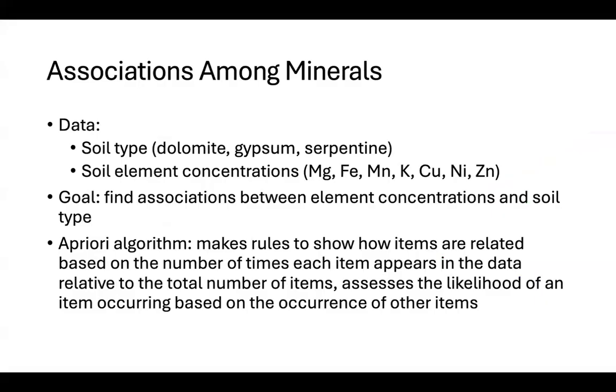The final step explores associations among minerals, where the data used was soil type, so dolomite, gypsum, or serpentine, and the soil element concentrations. The goal of this last step was to find associations between element concentrations and soil type, and it used the a priori algorithm, which makes rules to show how items are related based on the number of times each item appears in the data relative to the total number of items. It assesses the likelihood of an item occurring based on the occurrence of other items.